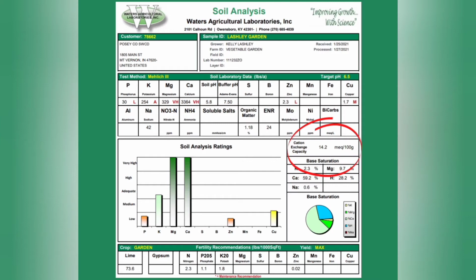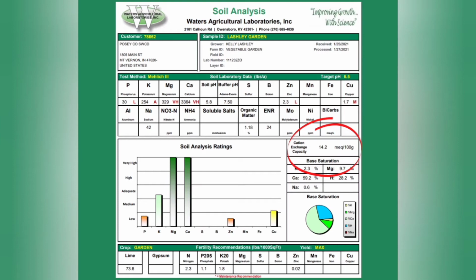So the cation is a negatively charged ion that's in the soil, and it will attract the positively charged nutrients, like potassium and calcium and magnesium. And since those are negatively charged and positively charged, they can bond together, and it holds in the soil and is more readily available to the plants.